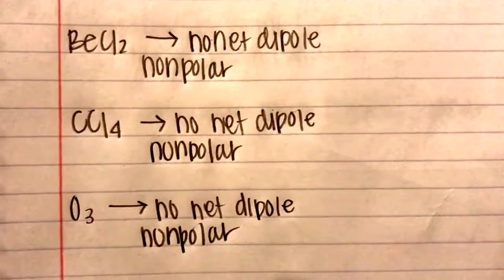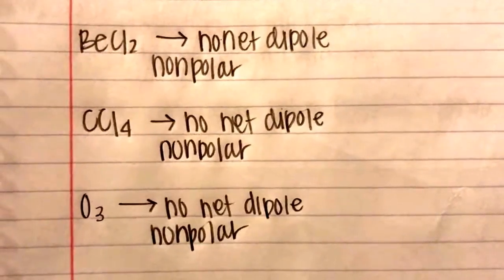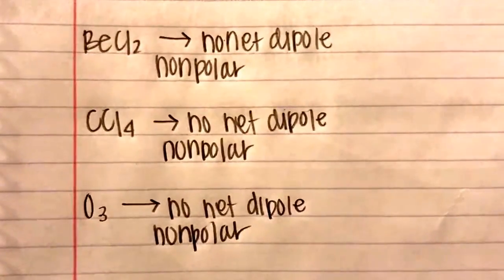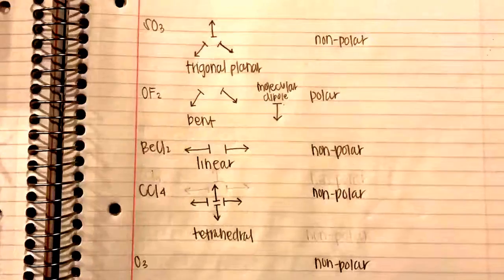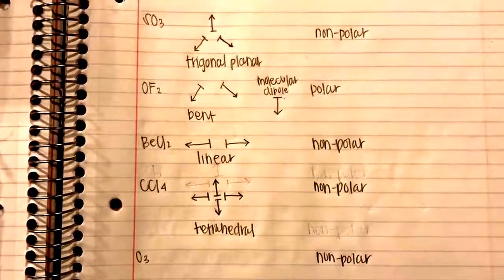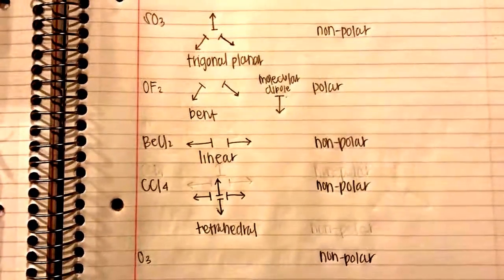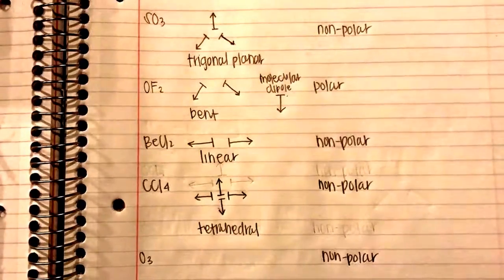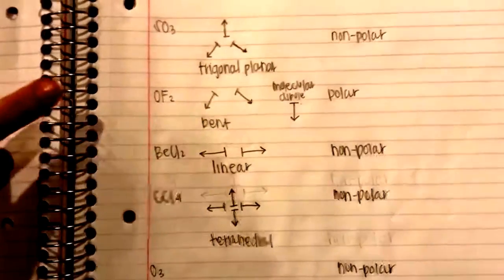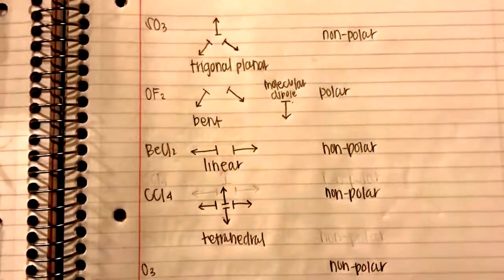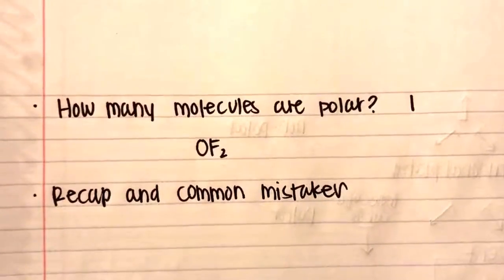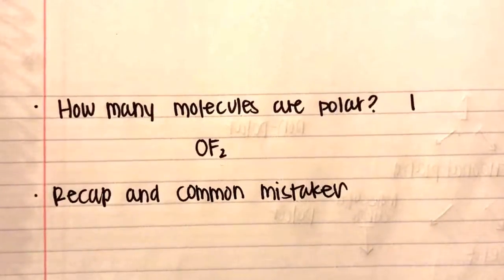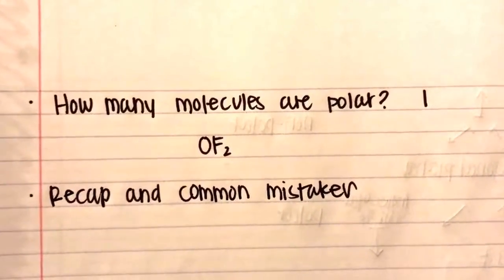If we look at the other 3 molecules given, we'll notice that all 3 of them are nonpolar because all of them give us no net molecular dipole. Here is an overview of the bond dipoles and molecular dipoles that were formed from these molecules. Notice that only OF2 has a molecular dipole and is polar. So the answer to our question is 1. 1 polar molecule out of the 5, OF2.